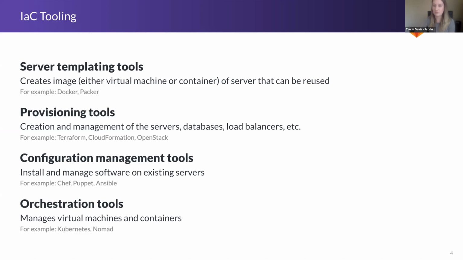And there's a lot of different infrastructure as code tools that exist today. And this slide goes over a brief generic rundown of the different types. There are server templating tools, which are used to create an image of a server that can be easily reused. There's also provisioning tools that help with the creation and management of your infrastructure, and these are things like servers or load balancers. Configuration management tools help you to install and manage software on existing servers, and orchestration tools help you manage virtual machines and containers.